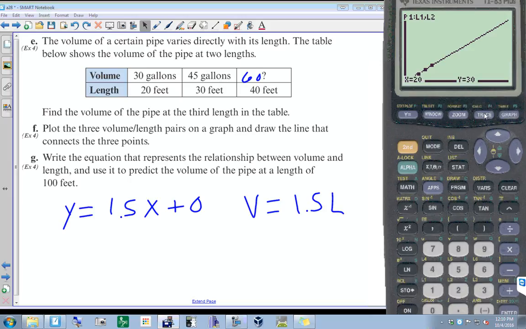Now if I hit the trace and I put in 100, I am told that the volume will be 150 feet. So by coming up with that equation, it makes life a lot easier to go and do a lot of other calculations. So there you go.